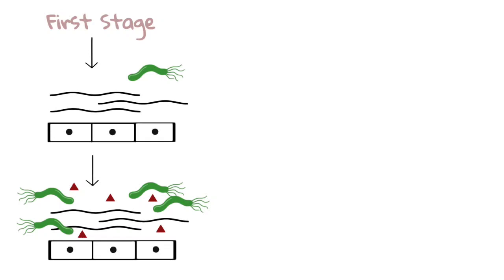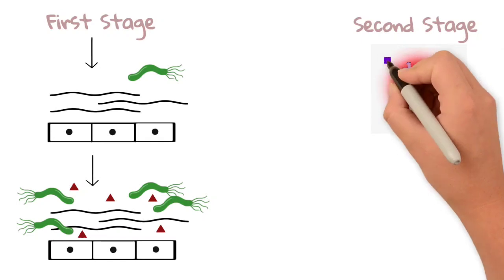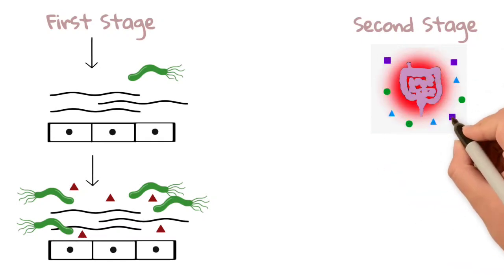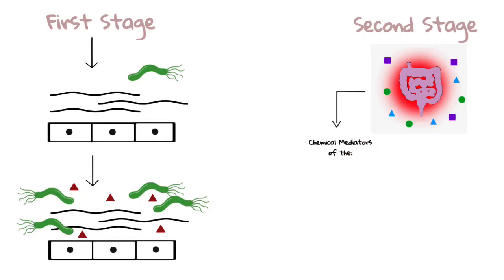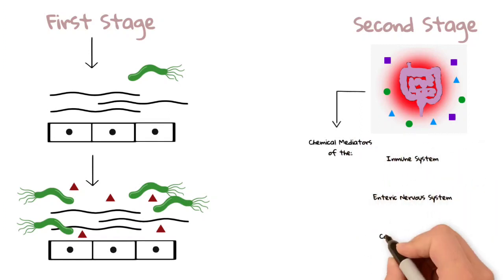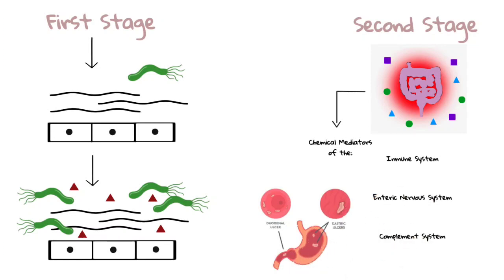The main inflammatory cells involved in this initial process are neutrophils, which are attracted to the site of injury. Hence, their presence in the company of lymphoid follicles is considered a sign of activity. In the second stage, there is an amplification of the inflammatory response caused by chemical mediators released by the cells of the immune system, the enteric nervous system, and the complement system that perpetuate the inflammation. Without intervention, this condition can predispose to complications such as peptic ulcers or gastric cancer. For this reason, the importance of early detection and treatment to prevent the progression of the disease and its complications is highlighted.